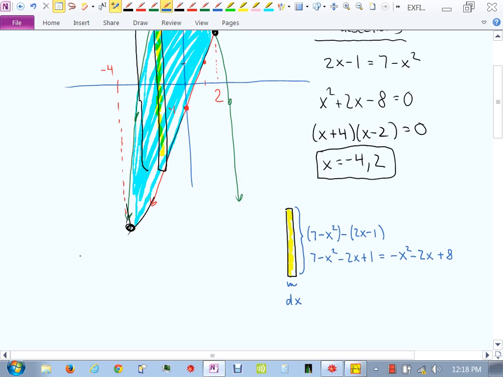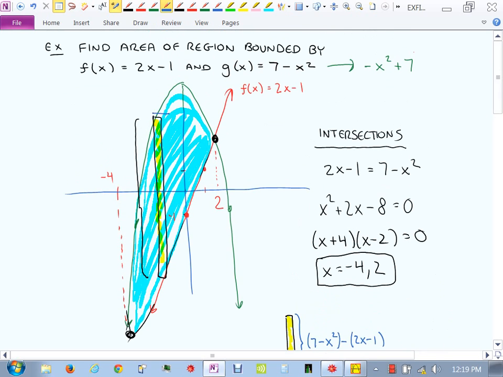Wait, how did you determine your F and your G? By looking at my rectangle and looking at how tall it is, it was the top one minus the bottom one. So the top of this rectangle is the green, right? And the bottom of the rectangle is the red. Everyone see that?